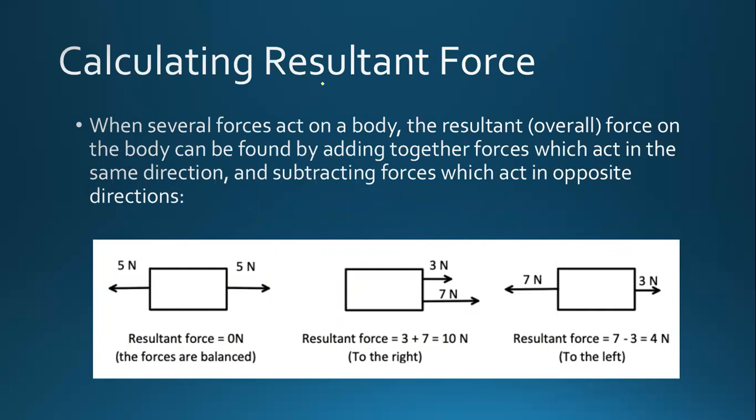The word resultant क्या होता है? Resultant means overall, total, net. जो आपके पास एक net force बन रही है वो क्या है? The net resultant force, the overall force on the object. So when several forces act on a body, the resultant or the overall force on the body can be found by adding together forces which act in the same direction and subtracting the forces which act in opposite directions.